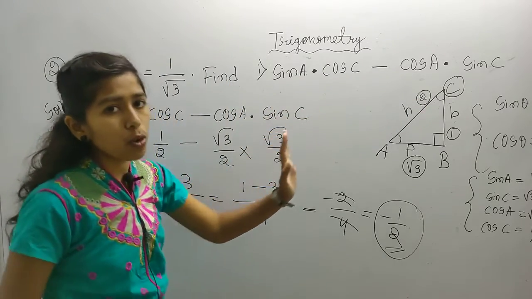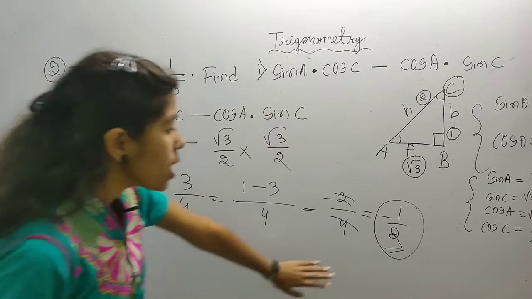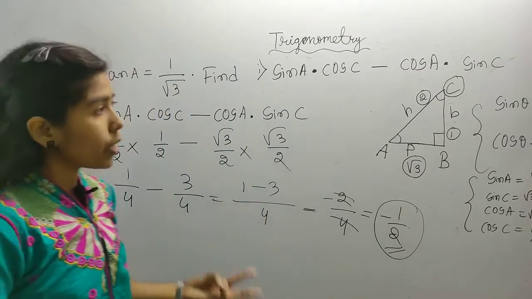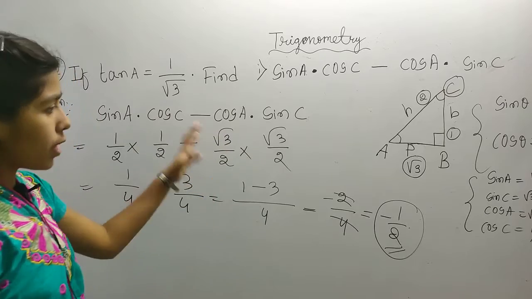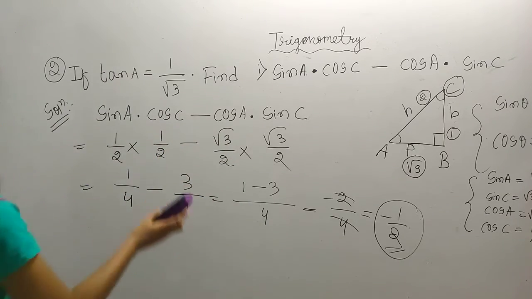Then whatever the question will be, you can solve it very clearly. So our answer came minus 1 by 2. We have done 3 types of questions in this. Then next, move to the next problem.